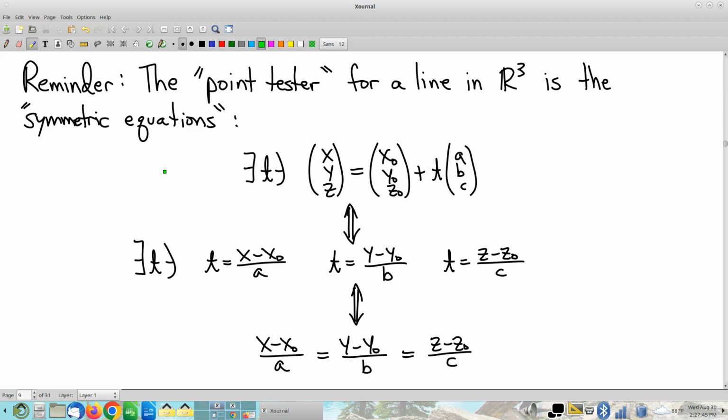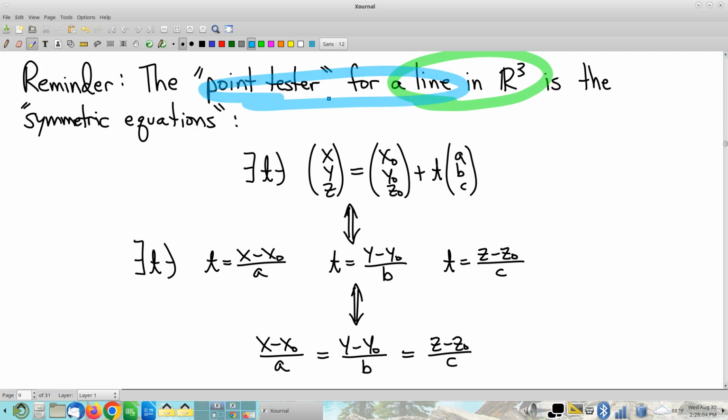We've talked about how to parametrize a line in R3. Right? It's x naught plus tv. We have this formula for how to parametrize. That's a point generator for the line. What if I want a point tester? How would I test? What would that test look like if this is the point generator?